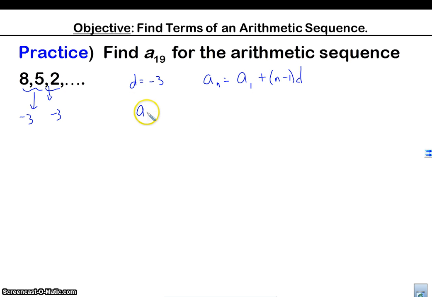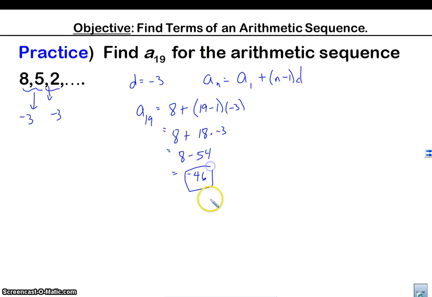Guess what, guys? You don't need to memorize that, at least in my class, because I will give that to you and you'll be able to use that on the test. A sub 1 is 8. N here is 19, minus 1 times d. D is negative 3. We just found that, right? So we've got 8 plus 18 times negative 3, which is going to be equal to 8 minus 54, which is negative 46. All right?